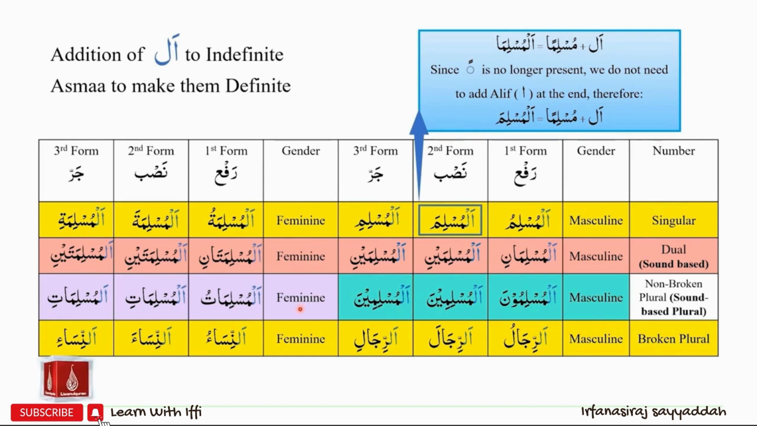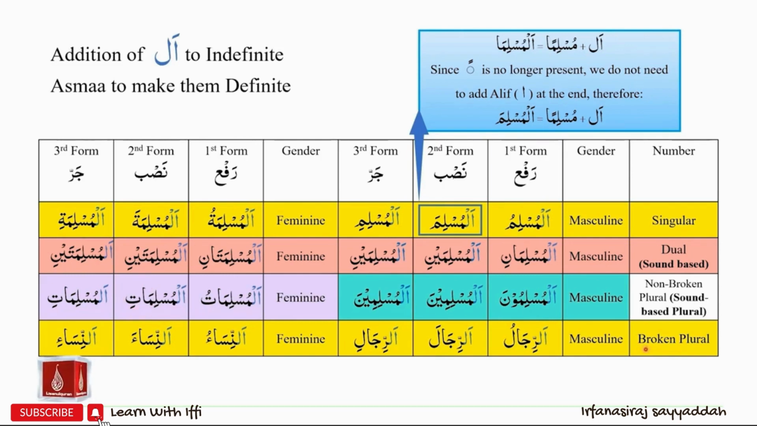For feminine non-broken plural, we have al-muslimatu, al-muslimati, al-muslimati. Please focus on the ending sound of atu and ati. Because of the addition of al, we are not saying al-muslimatun, rather we are saying al-muslimatu, al-muslimati, al-muslimati, because al and tanween cannot come together.